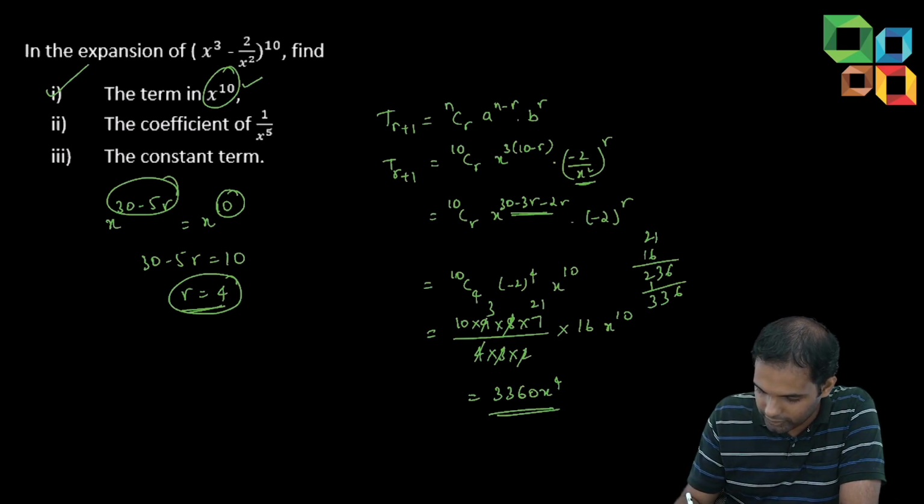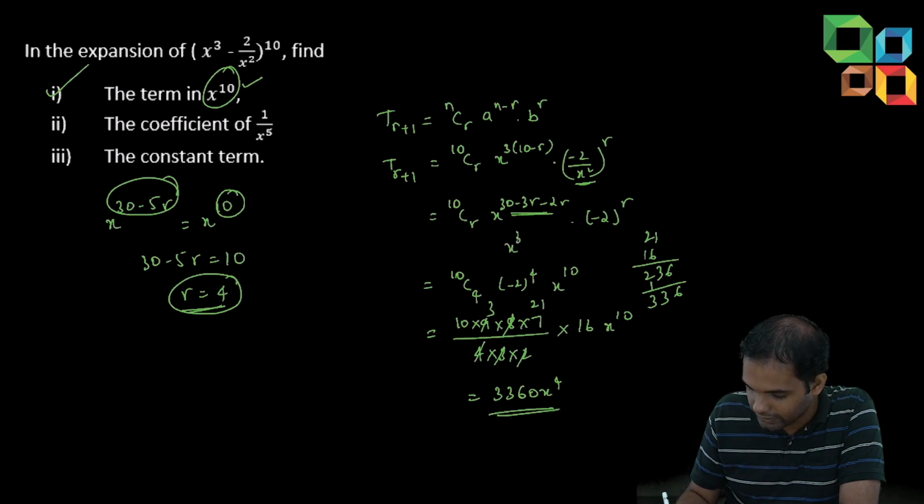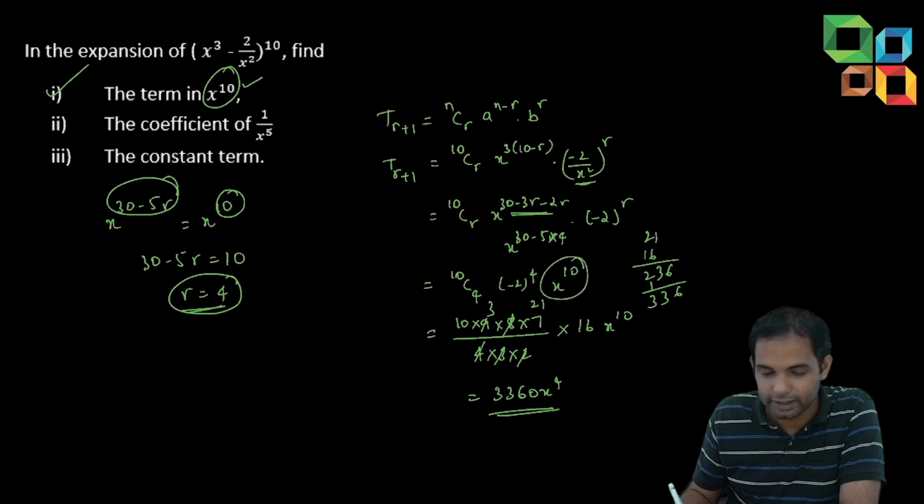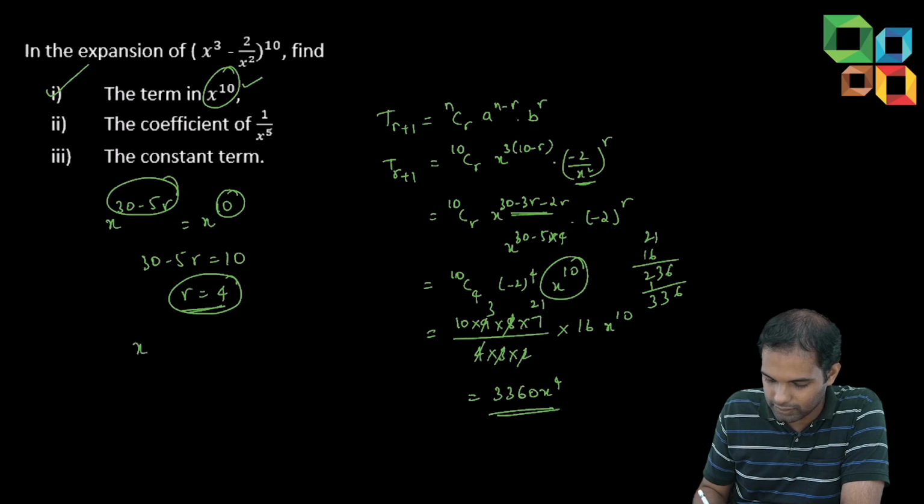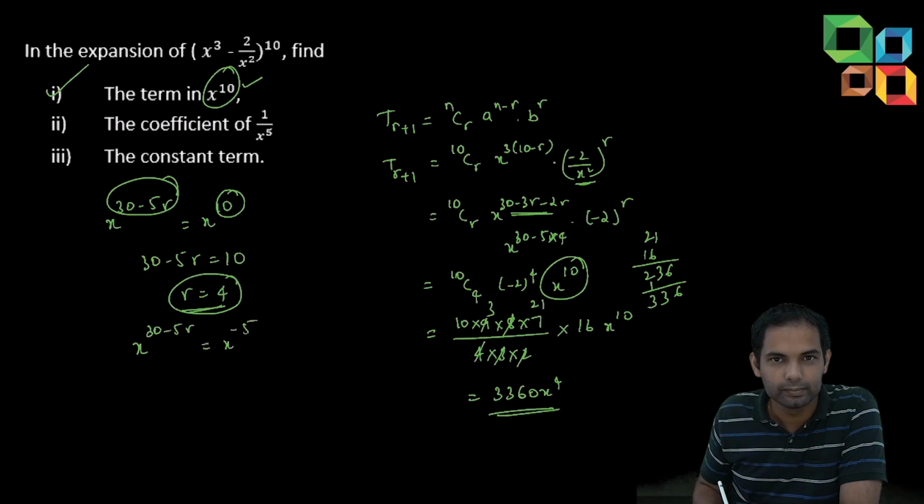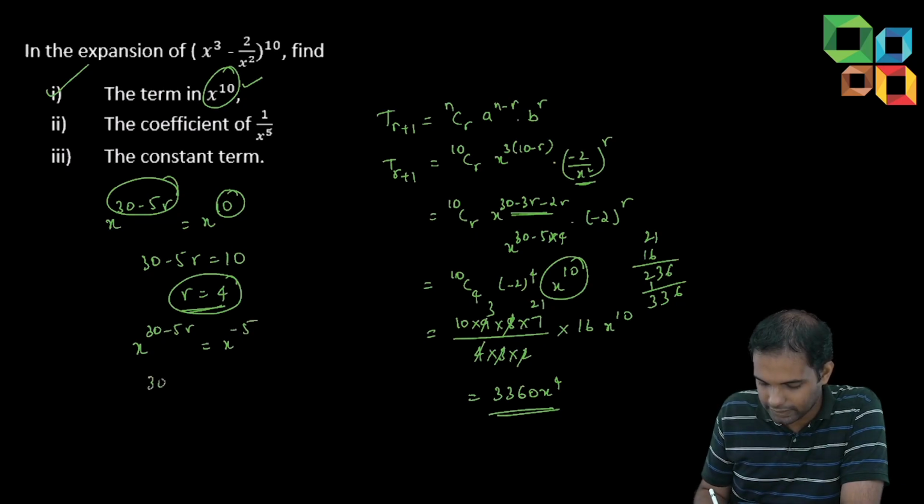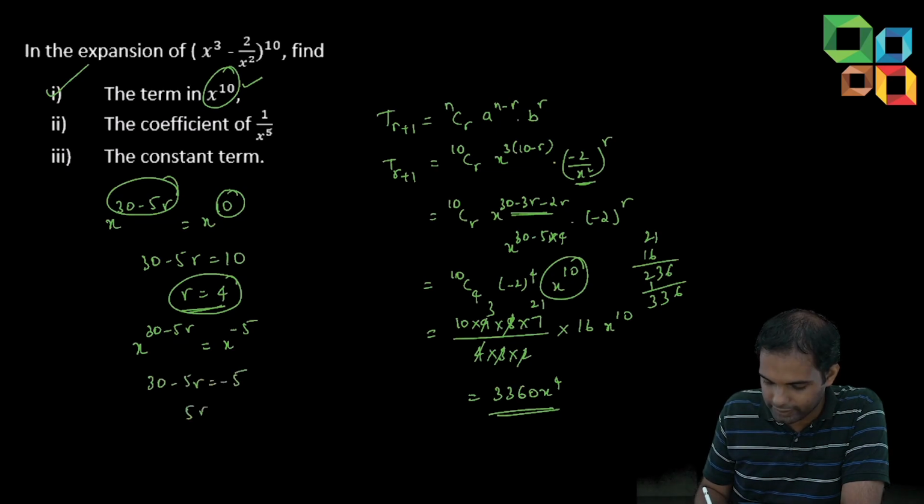Sorry, this is your equation. So you're going to get x power 30 minus 5r. So if r is 4, 30 minus 4 into 5, which is 20, you're going to get x power 10. Make that correction. Now the coefficient of 1 by x power 5: instead of x power 10, we have x power minus 5. So just equate 30 minus 5r equal to minus 5. See what you're getting: 5r is equal to 35, or r is equal to 7.